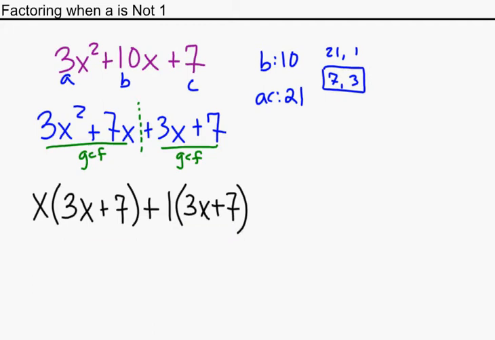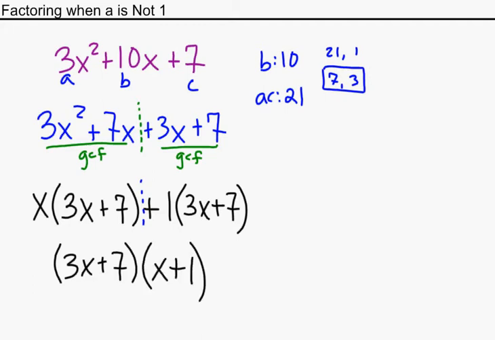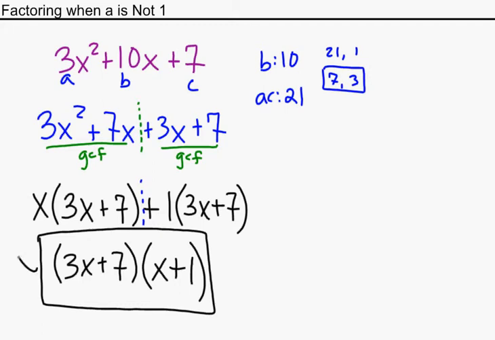So to finish this problem, again, I think of it as being split in half, factor out the common piece, which is 3x plus 7, and then everything that's left over is the x plus 1, and that becomes my second binomial. So my final answer is 3x plus 7 times x plus 1. And again, if I were to FOIL it out, it would take me right back up there and complete my cycle.